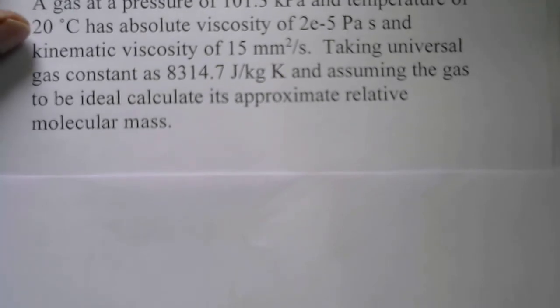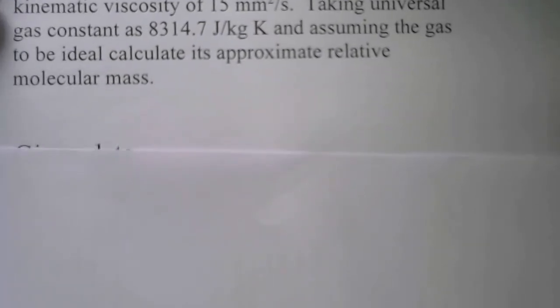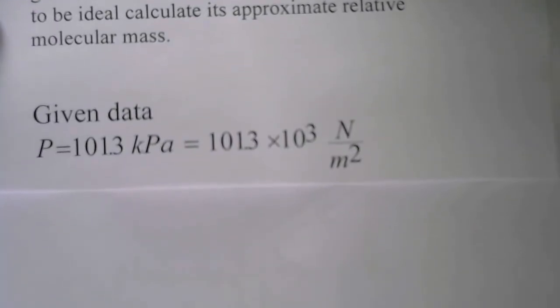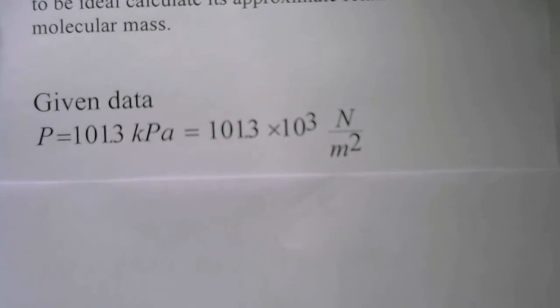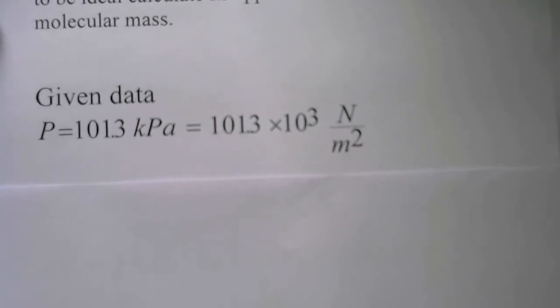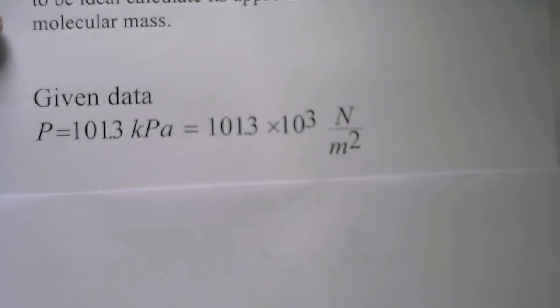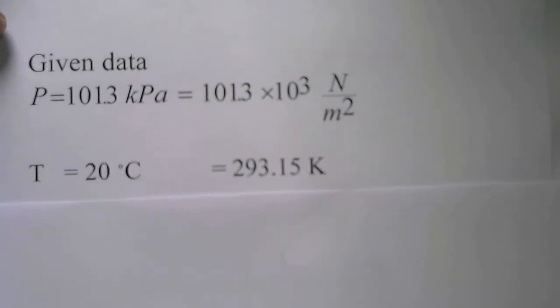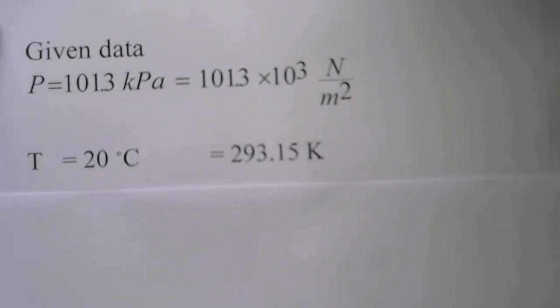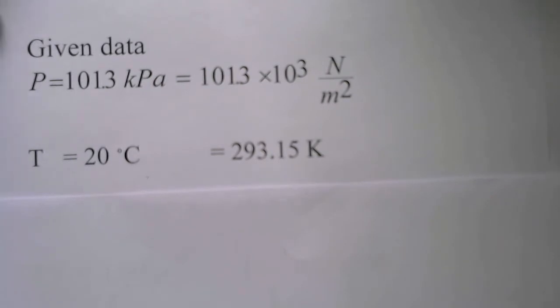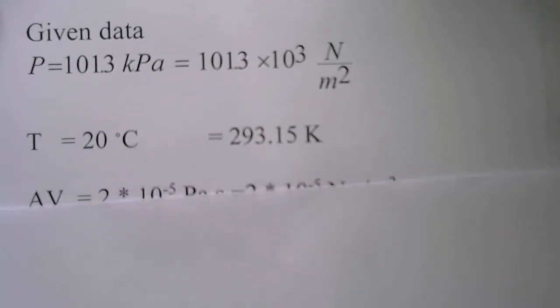So as usual, when we have to solve a problem, first thing we do is we write down the given data with appropriate units, and then of course also try to homogenize the units to the fundamental units. So let us first have this data. Pressure is 101.3 kilopascal, and kilopascal can be written as 10 to the power 3 Newton per meter square. The next value given is temperature 20 degrees Celsius, and in the absolute units it would be 293.15 Kelvin.